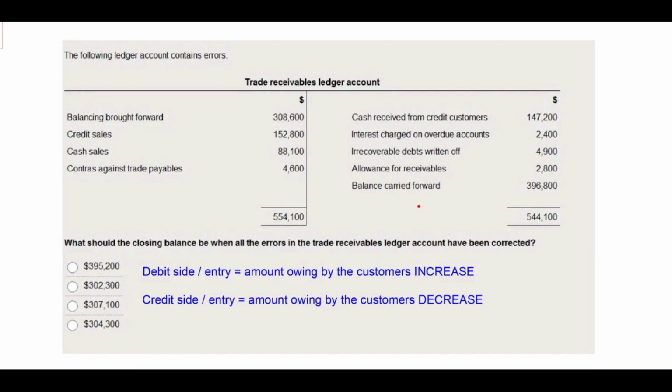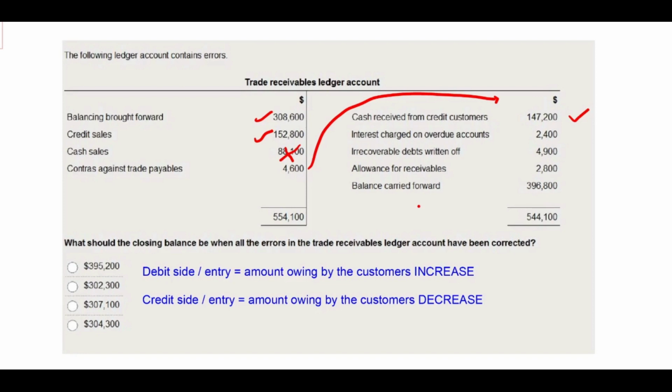So let's have a look at the debit side of the account again. Now the opening balance should be here. Credit sales, yes, and these should be in the ledger account, but not the cash sales. Now what about the contra against the trade payables, which we understand should be on the credit side instead of the debit entry? Cash received from the credit customers, do you think these reduce the amount owing by the customers? And the answer is yes.